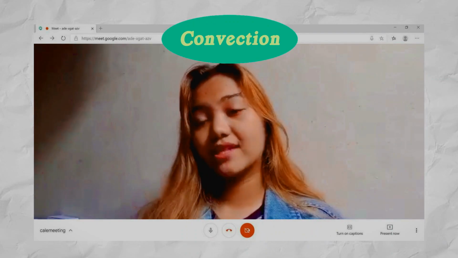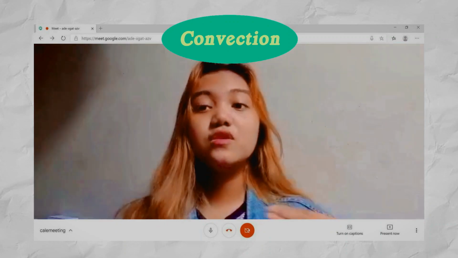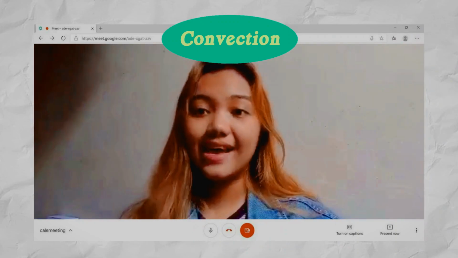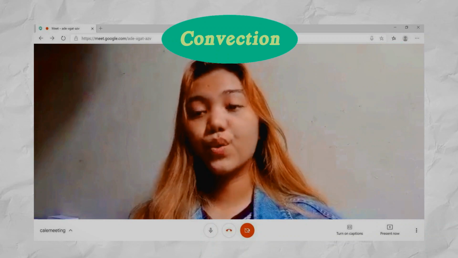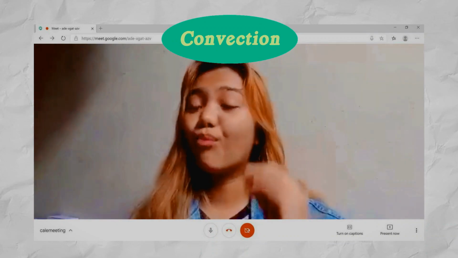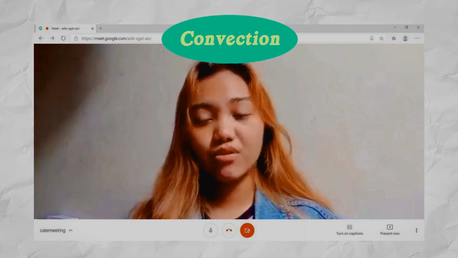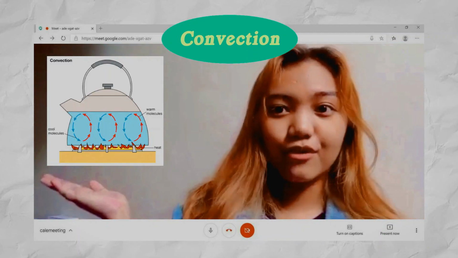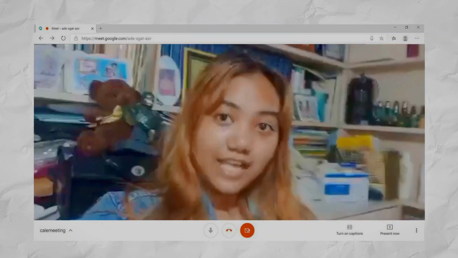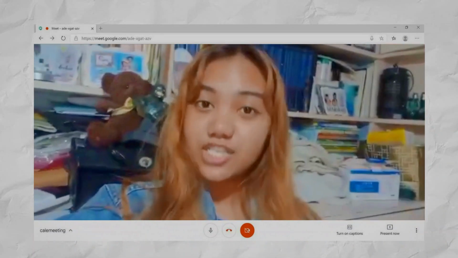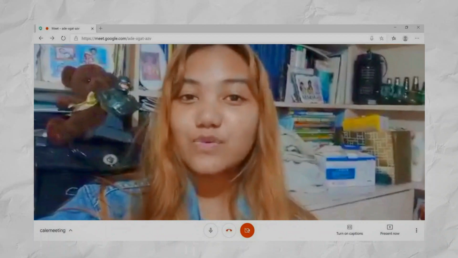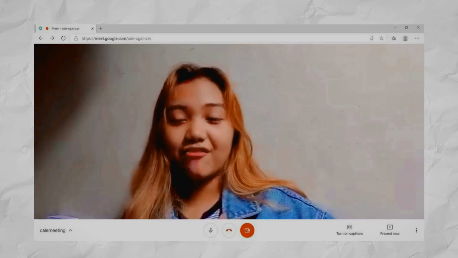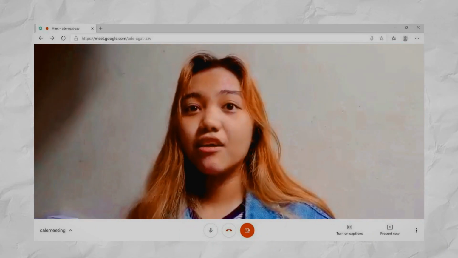So a perfect example for that is water boiling in a pot or in a kettle. The hotter water rises because it is less dense, while the colder water goes downward because it is more dense. So there will be a circular motion in convection. Now, convection also happens in the mantle, which causes the movements of the plates. Okay, now I believe I have assigned students to present for today's topic.